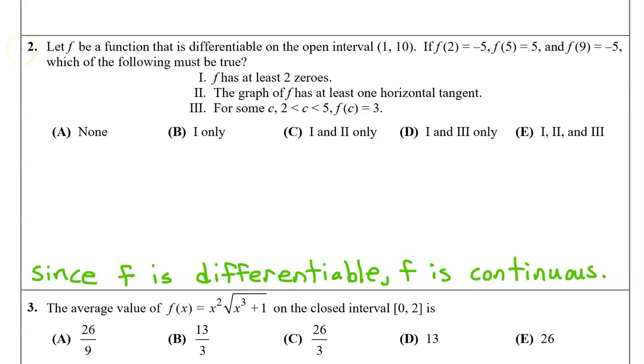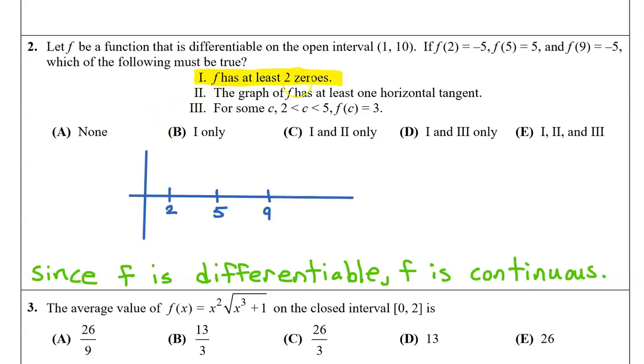Each of our 5 theorems require that the function is continuous, but here in the setup we are only told that f is differentiable. So I need you to know that if a function is differentiable, it is automatically continuous as well. If this were a free response question, we would have to state this before beginning the problem.